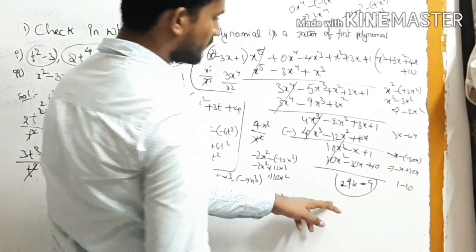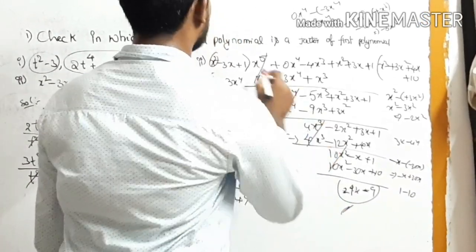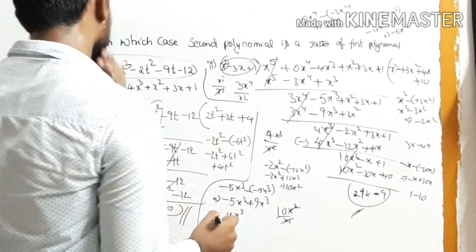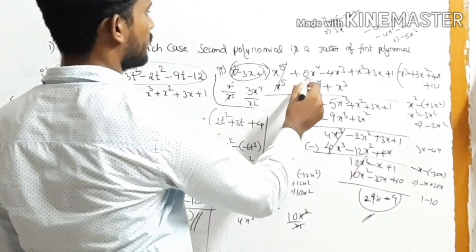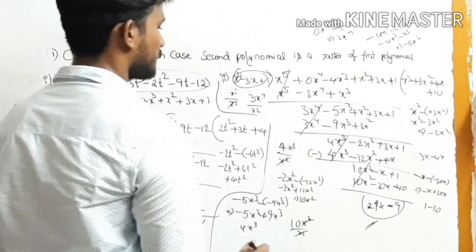Here the remainder does not become 0. So x square minus 3x plus 1 is not a factor of x power 5 minus 4x cube plus x square plus 3x plus 1.